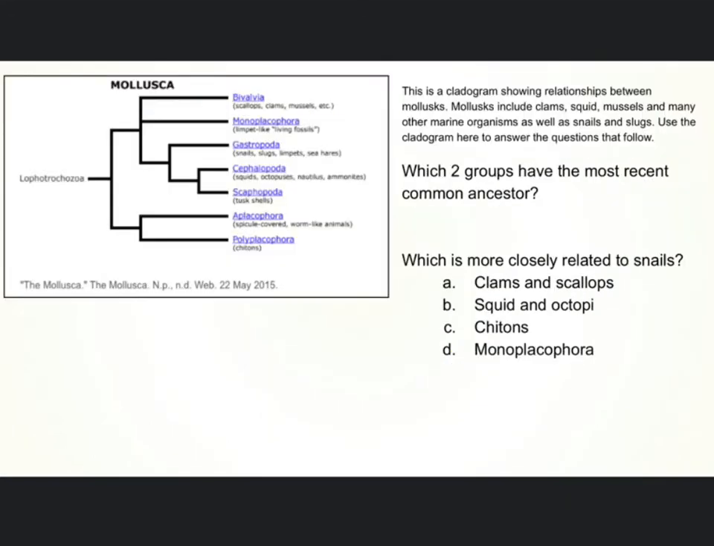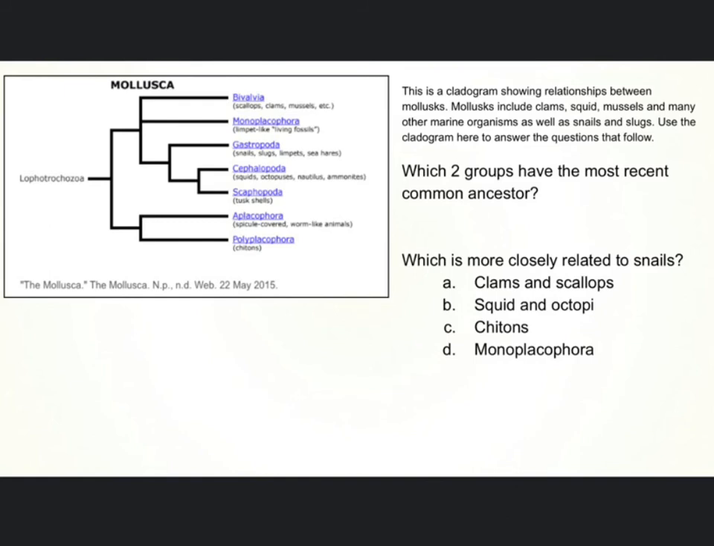These are the cladograms that make everybody go, ah! For two reasons. The first is, for some reason, the square shape alarms people. They like the diagonal line better. Here's the other reason this one freaks people out. And these are going to show up on the air test. It's got scientific names. Polyplacophora, monoplacophora, bivalva, gastropoda. It doesn't matter. It could say fuzzy woolly butts. It doesn't matter. You read it the same way.